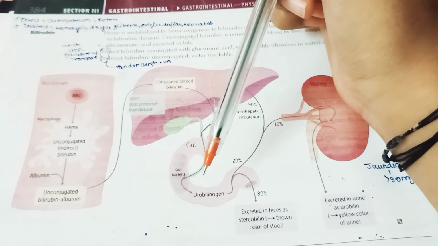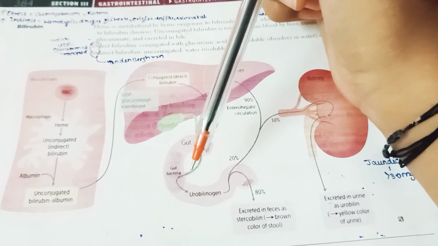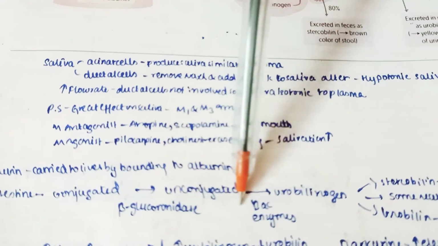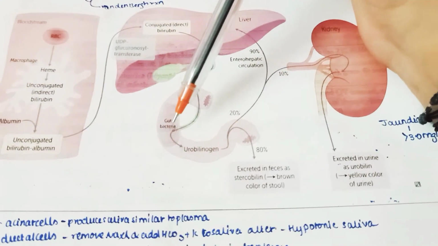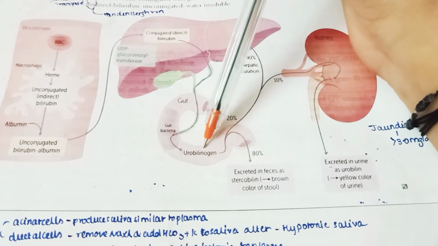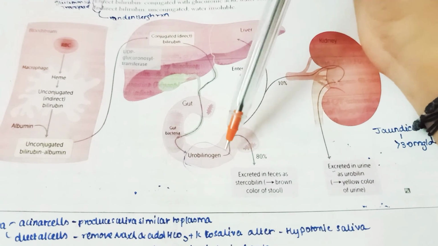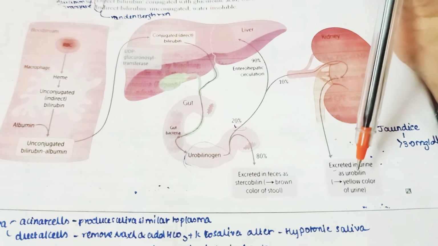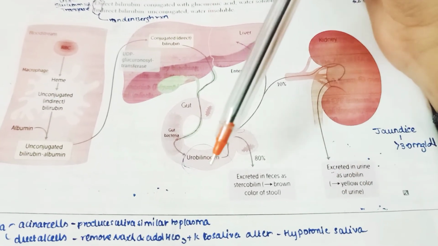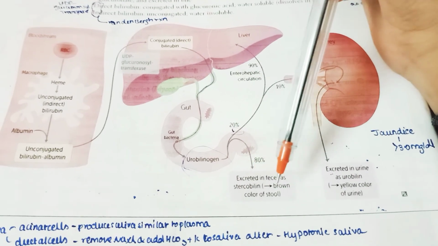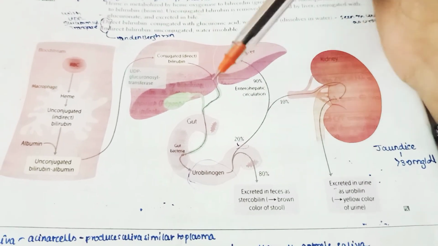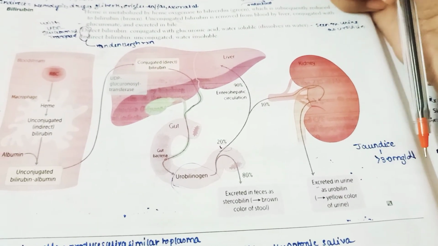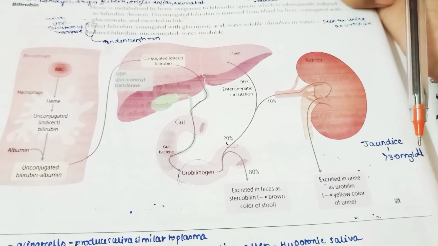After coming to the gut, beta glucuronidase converts this conjugated bilirubin again into unconjugated. But because of gut bacteria, it is converted into urobilinogen. This urobilinogen can either get reabsorbed, or it can go to the kidney and be excreted as urobilin, which gives the yellow color to the urine, and it can also go into the feces as stercobilin, which is the brown color of the stool. So if any part of this system gets stuck, that will cause jaundice, an increase in bilirubin level greater than 3 is called jaundice.